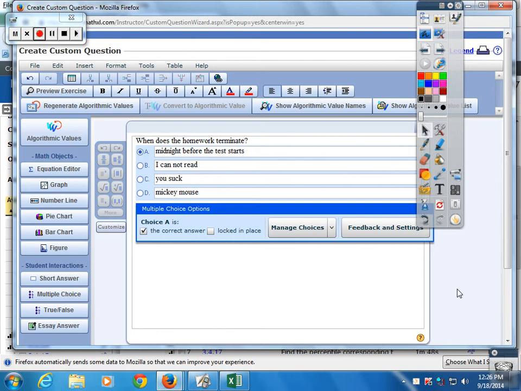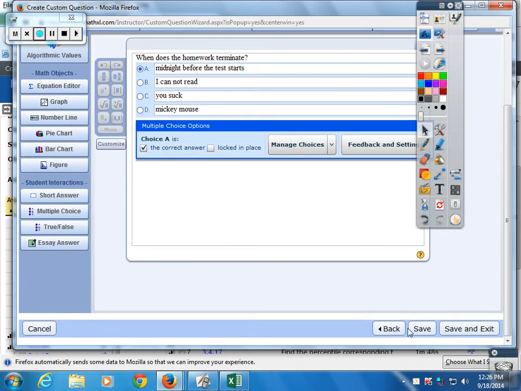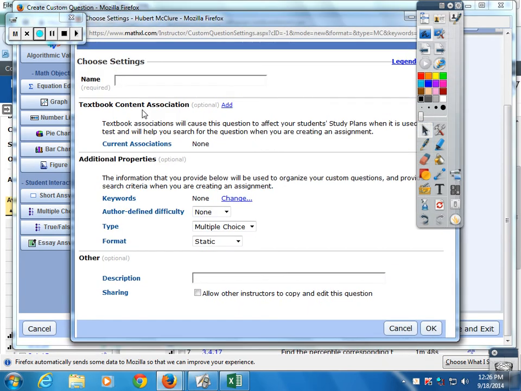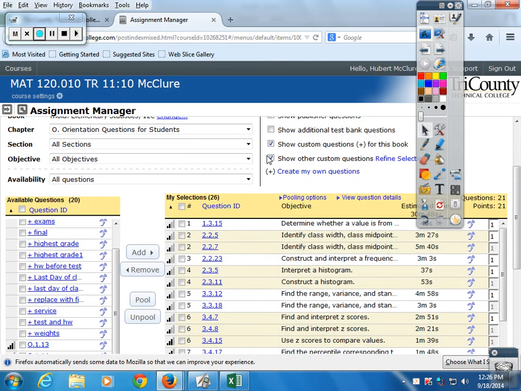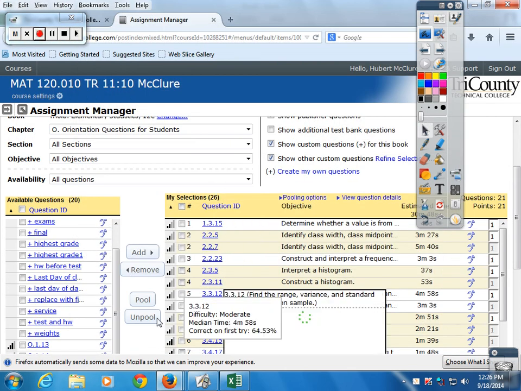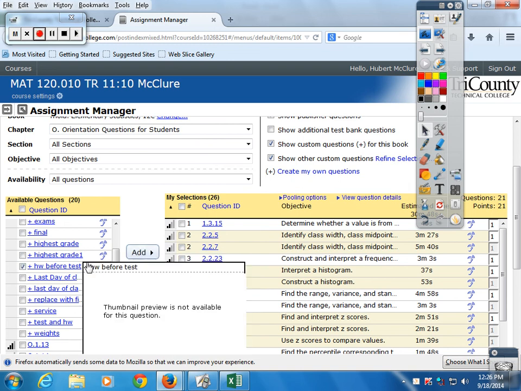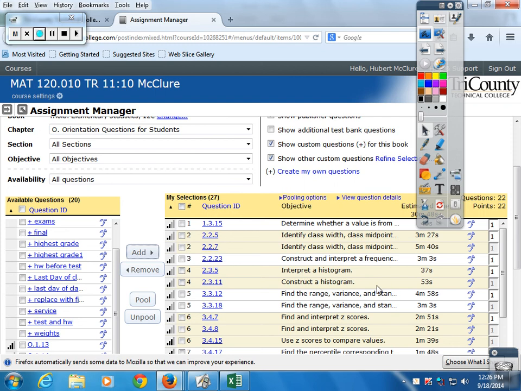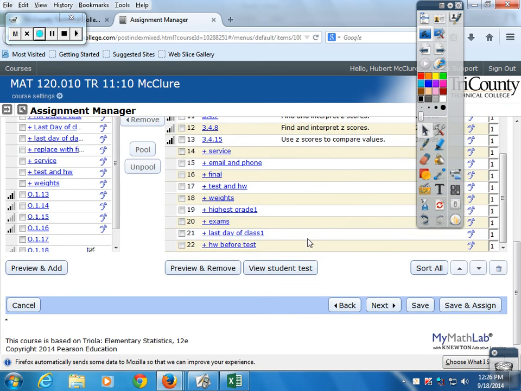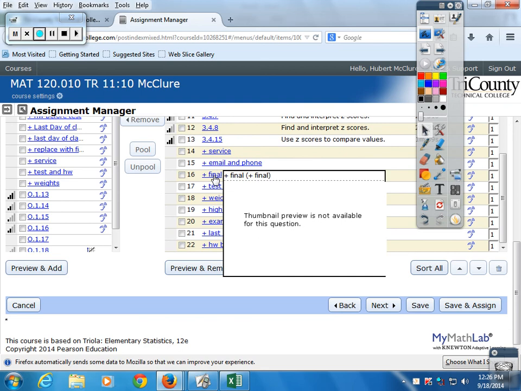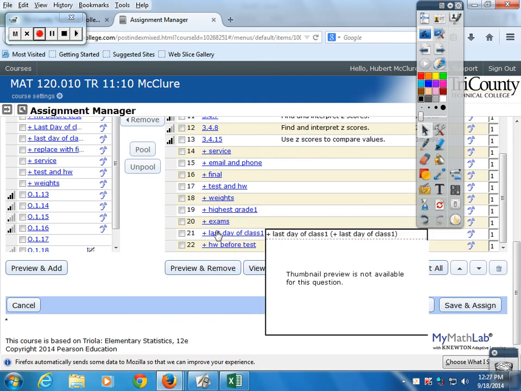Which one is it? Well, it ain't gonna be A. It'll switch it around. But anyway, just thought I'd get that across. We'll call that homework before test and cancel. And I'll add that homework before test. Where is it? There it is. Now, I don't know how many I've given you now. That's how many? Let's see. 1, 2, 3, 4, 5, 6, 7, 8, 9.